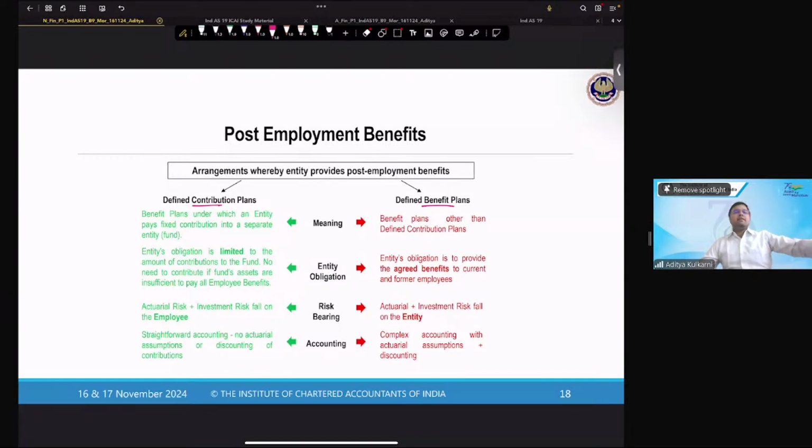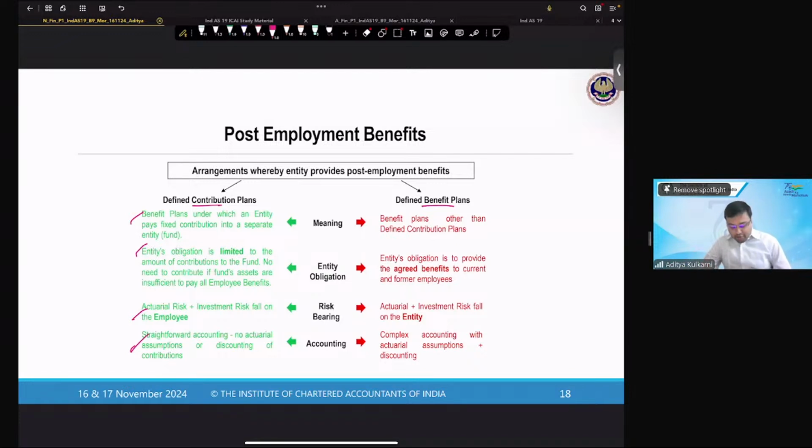Employer's work is very simple. I contribute to the fund. After that, whatever you do does not affect me as an entity because my job is done. So contribution accounting is very simple. There is no actuarial assumption, etc. Whatever is the monthly contribution, you accrue it and then you make the payment. There is no need to do any discounting or calculate any actuarial assumptions.